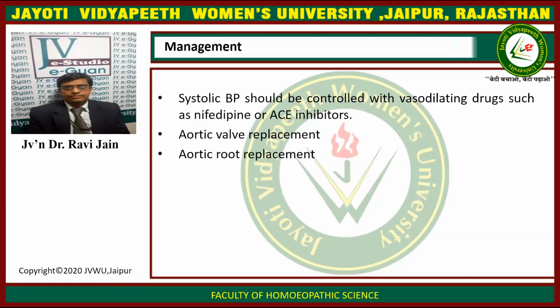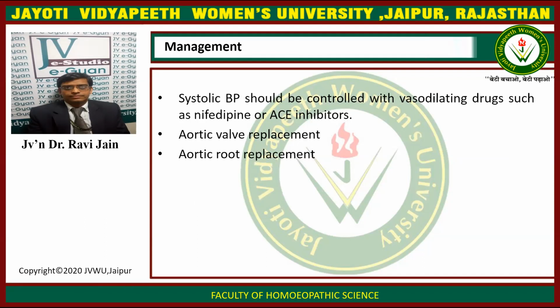Now, how will you manage such a case? The management is done in the following ways. Aortic regurgitation can be managed by noting the systolic blood pressure. The systolic blood pressure should be controlled with vasodilating drugs such as nifedipine and ACE inhibitors. The aortic valve replacement has to be done, and aortic root replacement should be done.